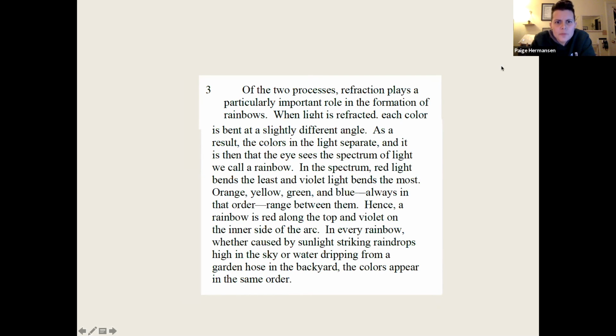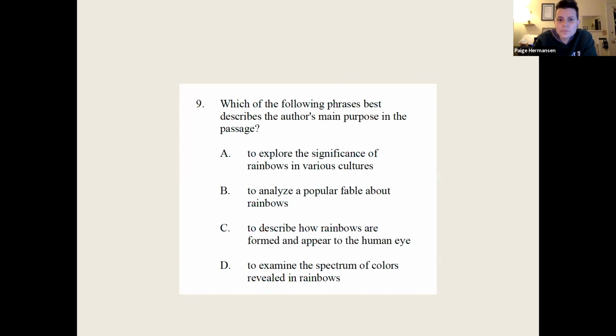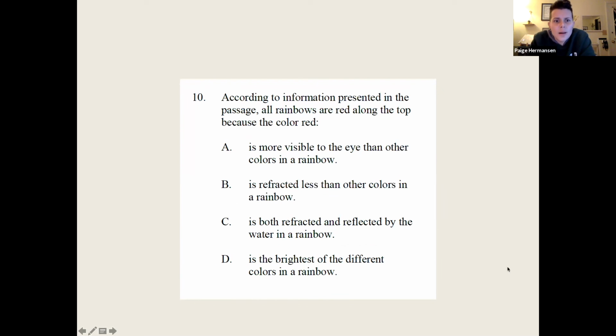Let's see. In the spectrum, red light bends the least and violet light bends the most. Okay, so red, it says, it bends the least, so it refracts the least, because we know that when light is refracted, colors bend at different angles, right? Hence, a rainbow is red along the top and violet on the inner side of the arc. Okay, so based on my understanding of that, I'm ready to go back to the question. That it is refracted less than other colors in the rainbow, right?